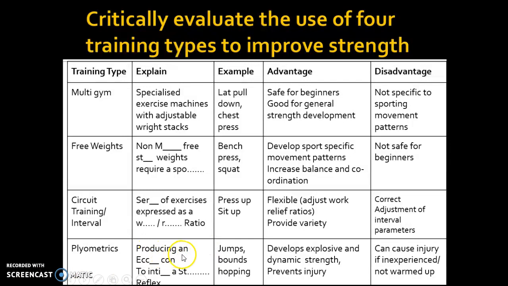Plyometrics, this involves producing an eccentric contraction on muscle groups to initiate a stretch reflex. These include things like jumps, bounds, hopping, really good for developing explosive and dynamic strength. And by doing this, it can help prevent injury in those type of sports, for example, football, rugby, basketball, high jump, where you've got to explosively contract muscles. It can help prevent injury when you're doing it actually in the event.